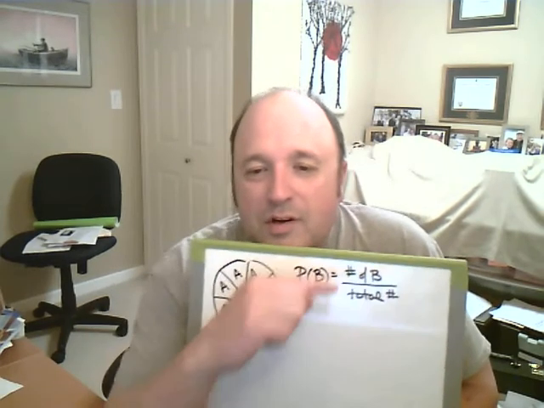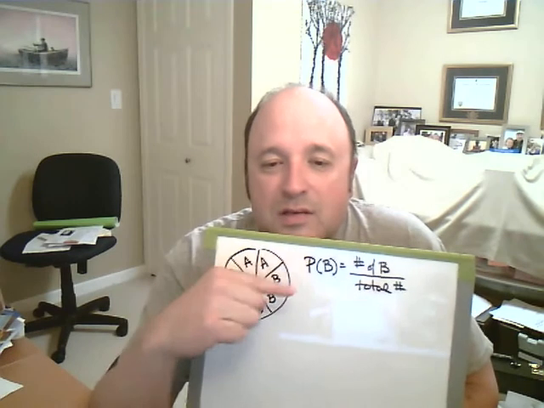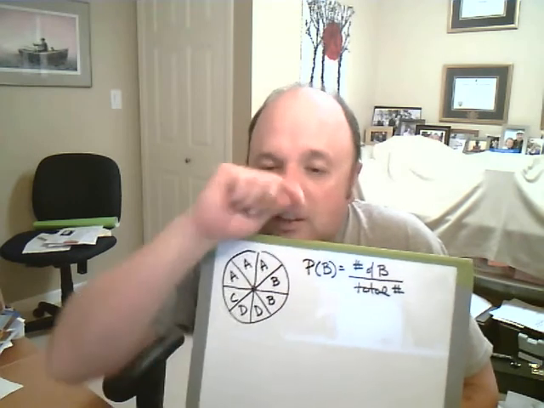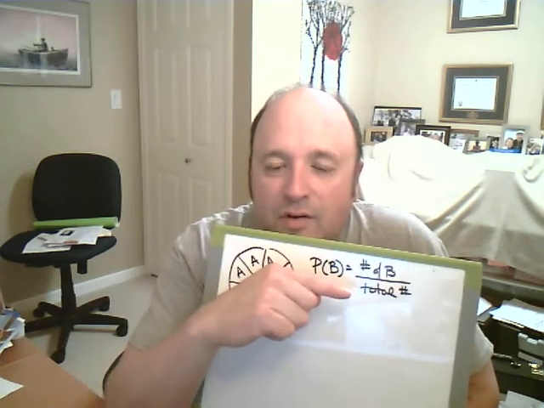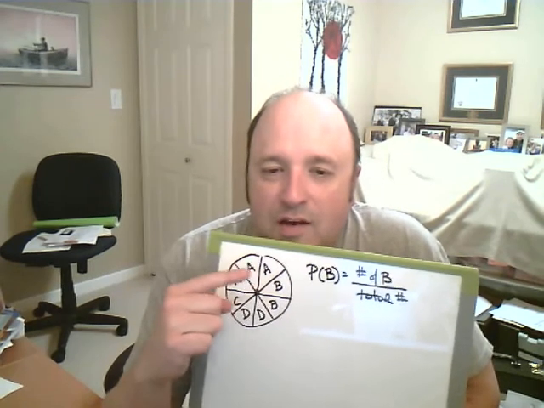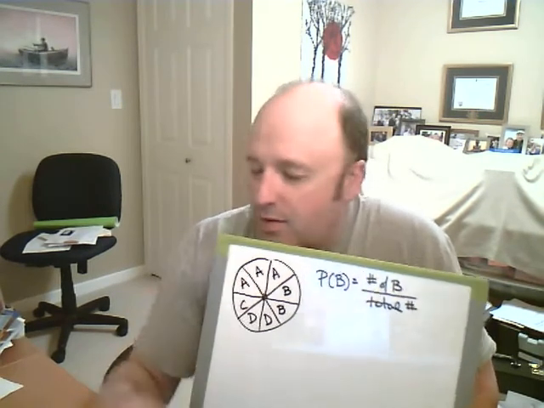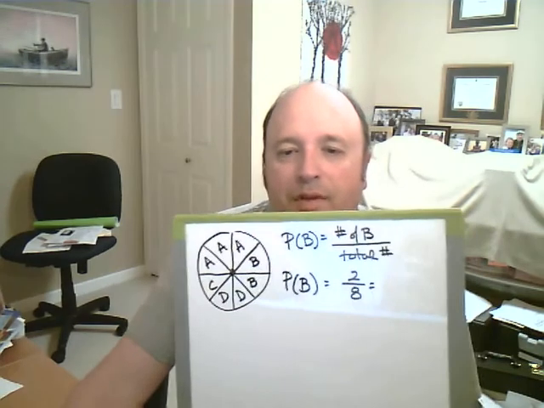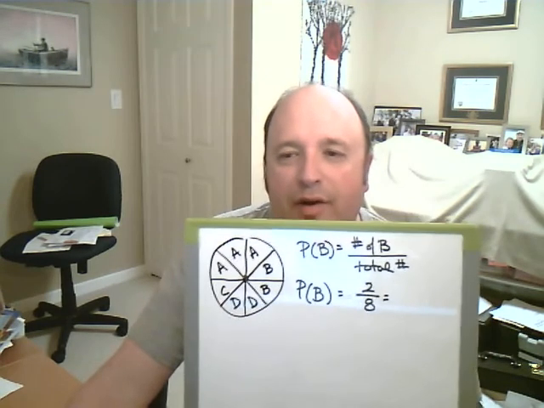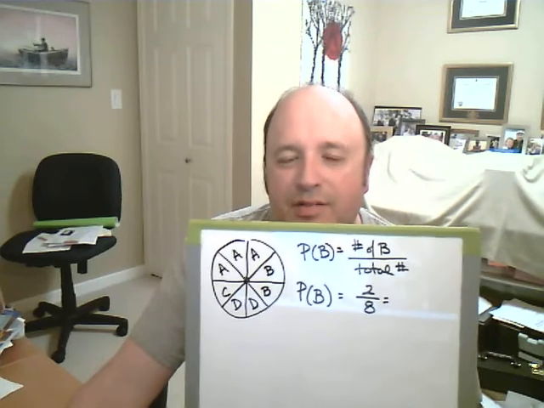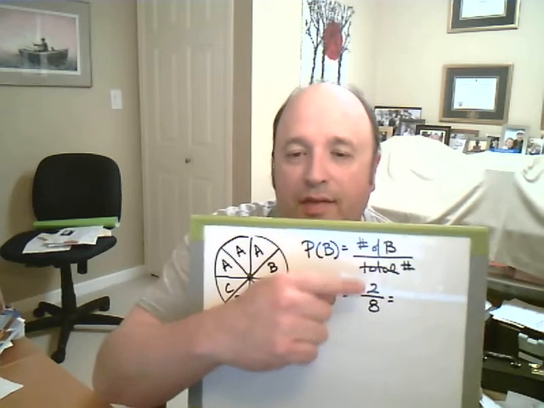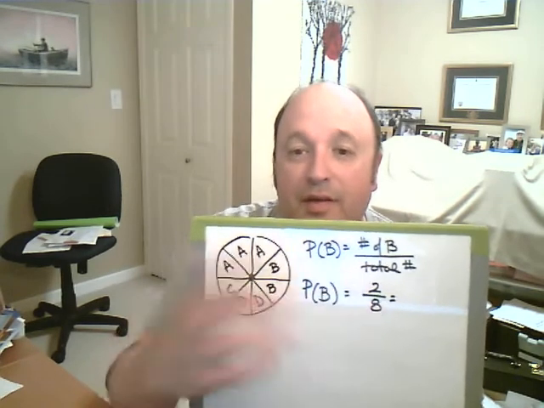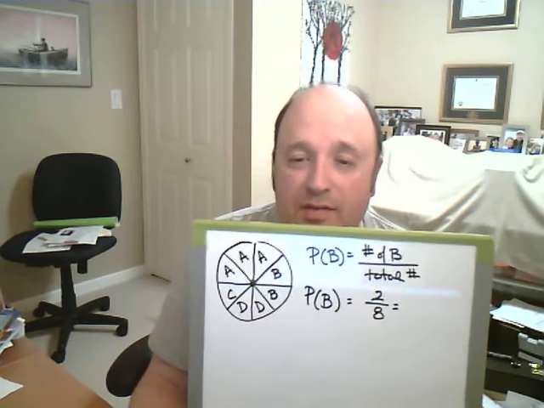So it's the number of B outcomes on the spin, so in this case 2, divided by the total number of outcomes, which in this case, if you count them all up, there's 8. So I would write that like this. Right, the probability of a B is 2 over 8. Now remember, 2 over 8 is not a simplified fraction. Both the 2 and the 8 can be divided by the same number. It can be divided by 2. So we have to simplify our fraction.